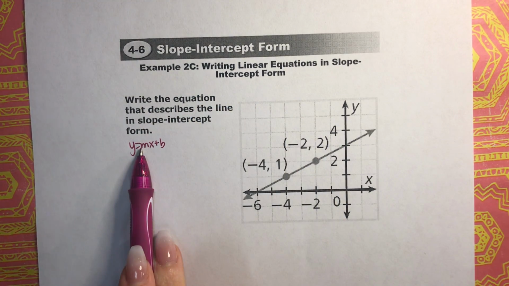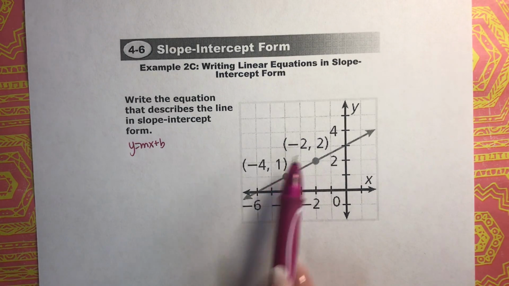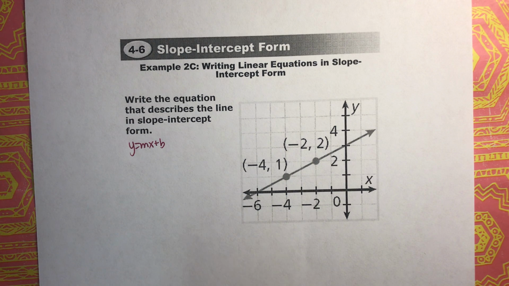So you need to know the slope and you need to know the y-intercept, right? Do we know the slope? Do we know the y-intercept? We do not know either of those. So we have to figure them out. So all we're given is 2 points. So we can figure out the slope, right?